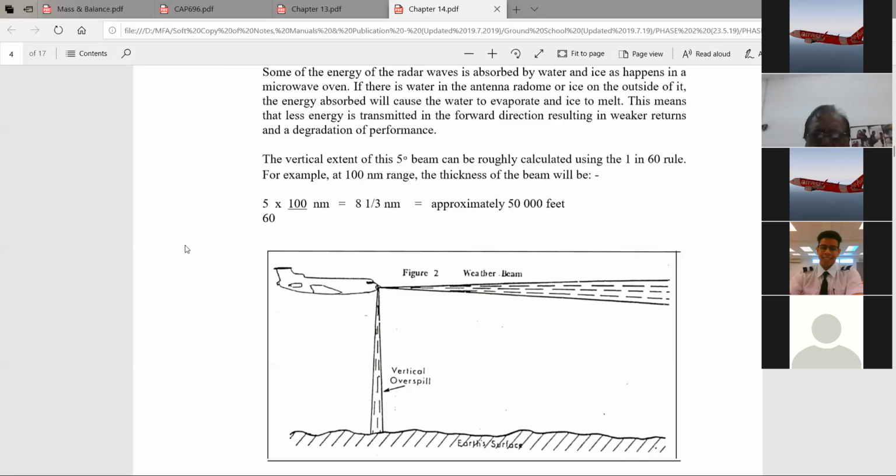That means when you talk about the weather beam, once you have selected the weather beam, you are transmitting two beams at any given time. One is the beam which will depict the weather, which goes straight, with a beam width of approximately 5 degrees. And simultaneously, you transmit another beam, called vertical overspill, which travels directly below towards the ground, hits the ground and comes back, giving you the height of the aircraft.